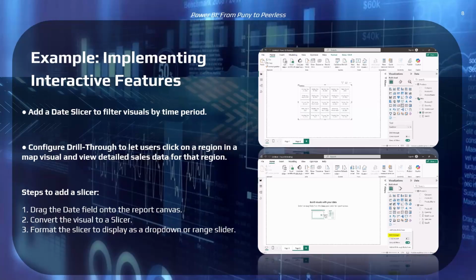Example: implementing interactive features. Add a date slicer to filter visuals by time period. And configure drill through to let users click on a region in a map visual and view detailed sales data for that region. Steps to add a slicer. Drag the date field onto the report canvas. Convert the visual to a slicer. And format the slicer to display as a drop-down or range slider.